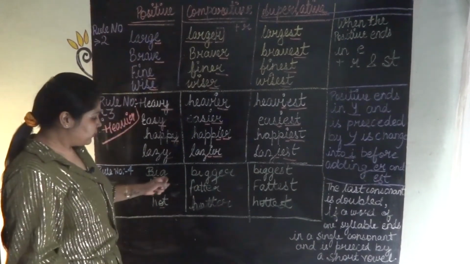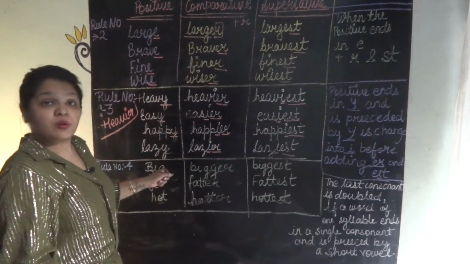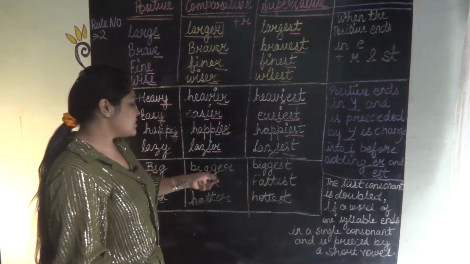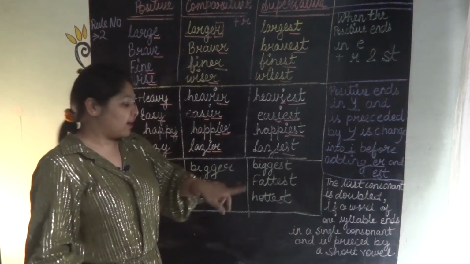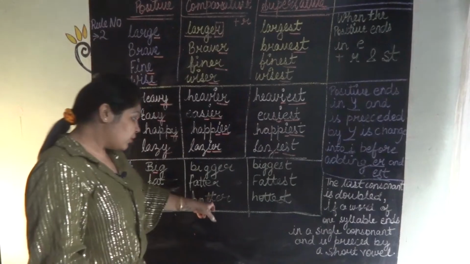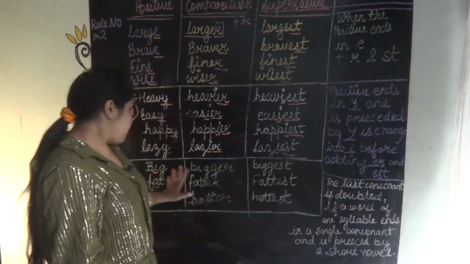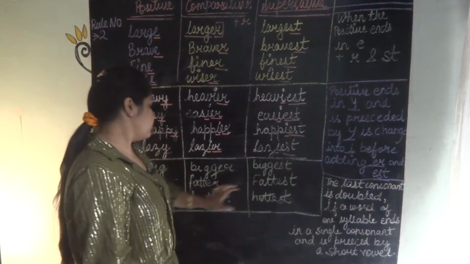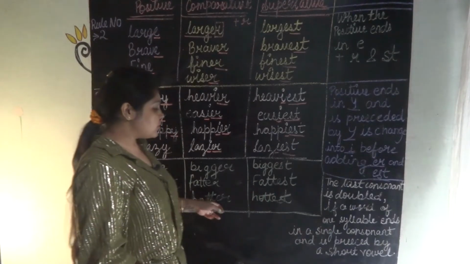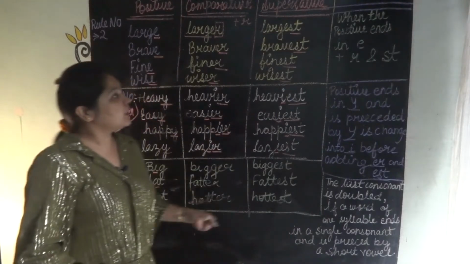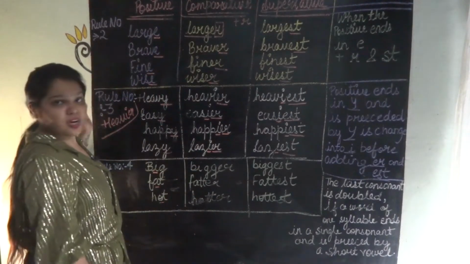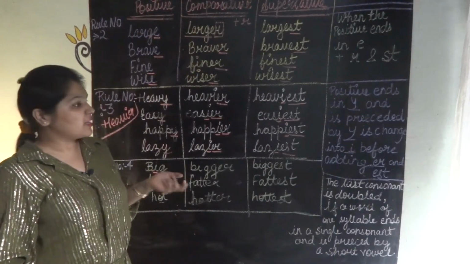Then what will we do? We will double these letters. Like big, I'll put one more G, then ER. Put one more T, then ER. Means big, bigger, biggest. Fat, fatter, fattest. Hot, hotter, hottest. Got it? I hope all these are clear. Okay, you can take a screenshot for revision next time also.